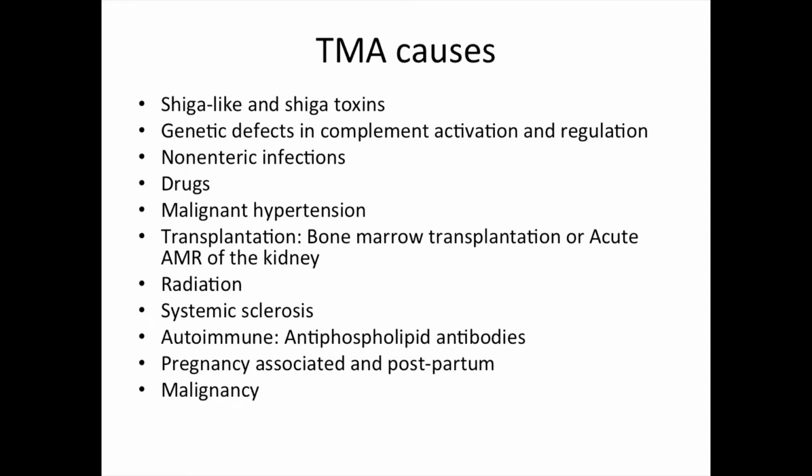Radiation can cause it. Systemic sclerosis, and I think in our lecture series when we were talking about it, I showed you a case of systemic sclerosis that led to thrombotic microangiopathy. Autoimmune, as part of antiphospholipid antibodies, even pregnancy associated and postpartum, sometimes malignancy can cause TMA. Yeah, the cells in the lumina, they were endothelial cells.